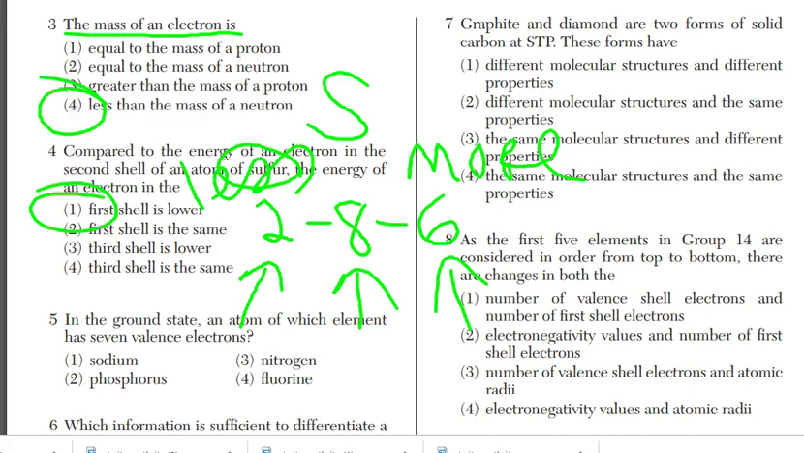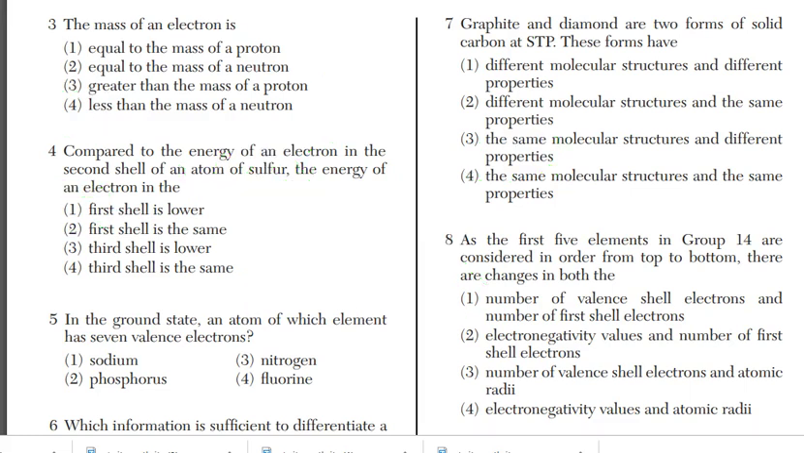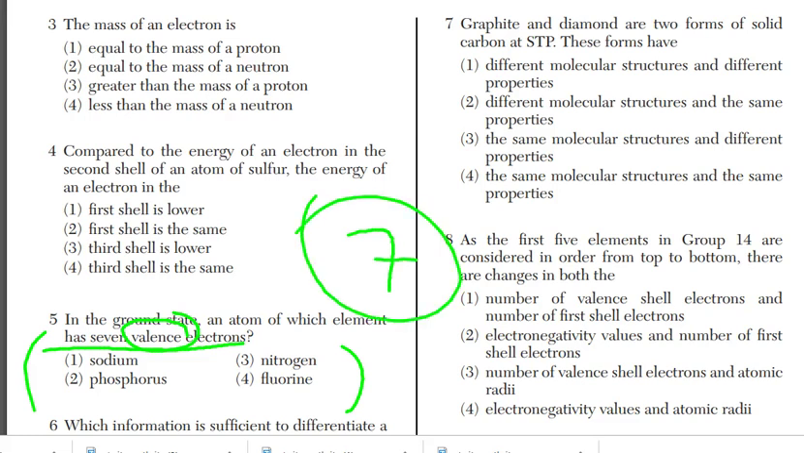Moving on to number 5, we have the ground state of an atom of an element that has 7 valence electrons. Remember, valence electrons are your outermost electrons. All you need to do is take these 4 elements, look up the electron configurations on the periodic table, and find the one that has the number 7 on the right-hand side. That is fluorine. Your halogens are all in group 17. They have 7 valence electrons. Sodium, phosphorus, and nitrogen are not in group 17. If you don't know the symbols for these as you're looking them up on the periodic table, real simple. Again, go to reference table S.